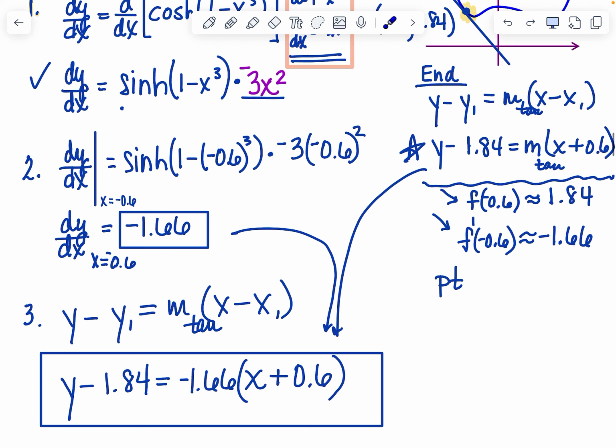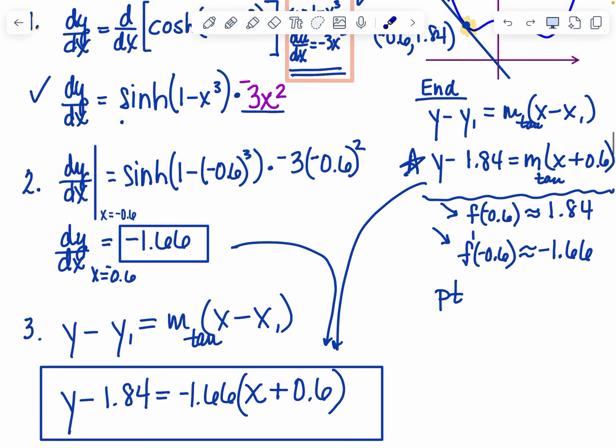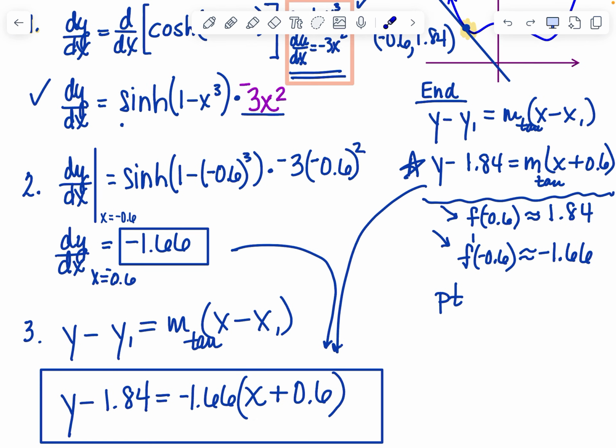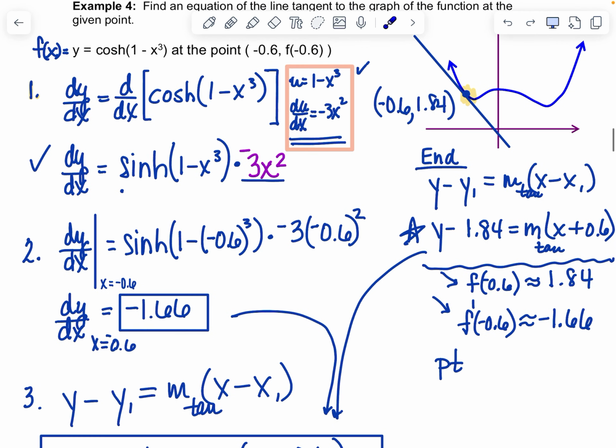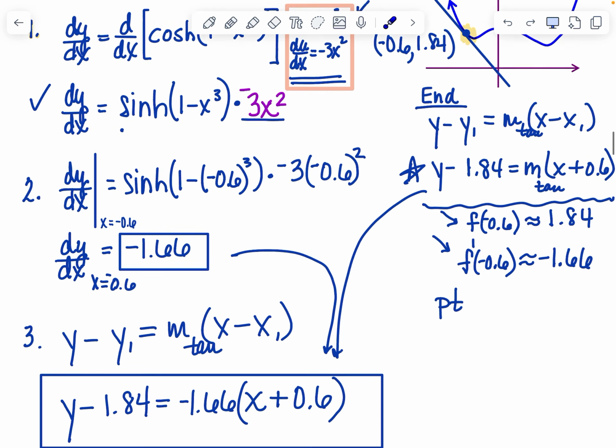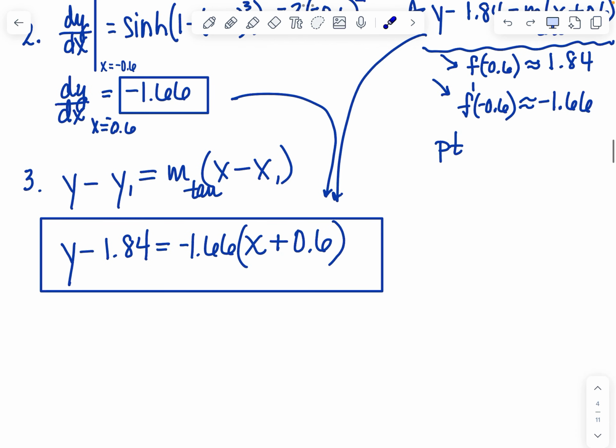You go back to your point-slope form. You take that and dump in the slope, use the point-slope equation form for the line, and there you have it. There is your equation. If you notice to the side, I put the function value and the slope value as you calculated. You can see that here I have dy dx evaluated at negative 0.6 to give me the value of negative 1.66. Put it in the equation for a line, and you're done.